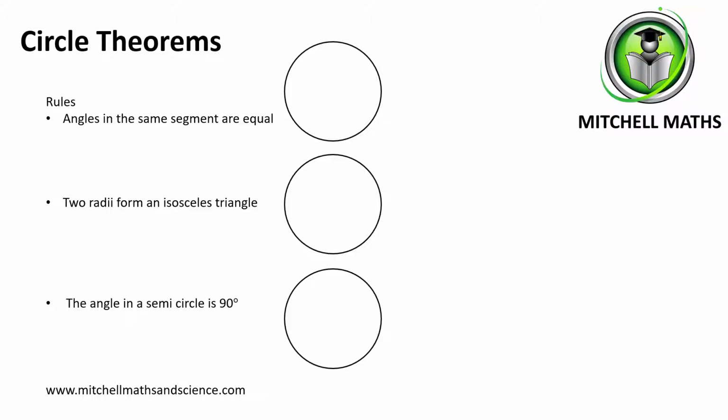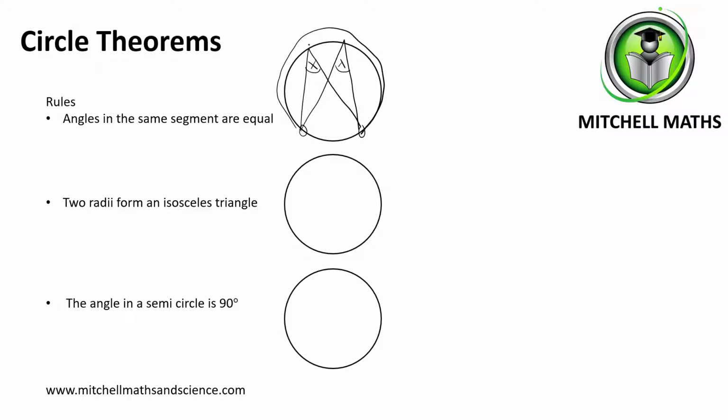So the first three rules we're going to look at: angles in the same segment are equal. What that means is we'll have a shape which will look a bit like this. We've got two lines coming from these 2 points and they make an angle on the circumference of the circle. And these 2 angles will be equal, because it doesn't matter where the 2 lines come from these 2 points, wherever they form around the circle on this side, they're going to be the same angle. So this angle would be equal to that angle.